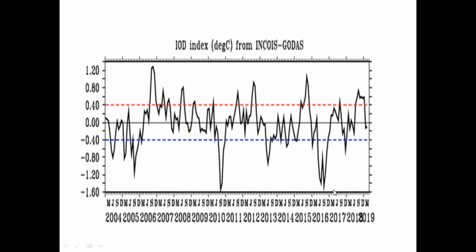And now this is from 2004 to 2019, the IOD index. So we're kind of honing in. And this is kind of average in between here, maybe the neutral phase, if you will. And you can see where it gets really strongly negative or strongly positive here. And these are the months.